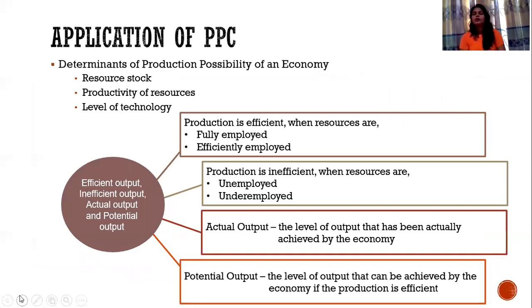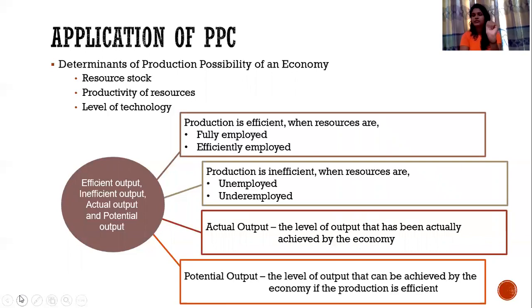And then we are moving on to the determinants of production possibility. So based on these determinants also, these assumptions, the 5 assumptions in building the PPC have been developed. Okay, so there are 3 determinants of production possibility. First one is the resource stock.